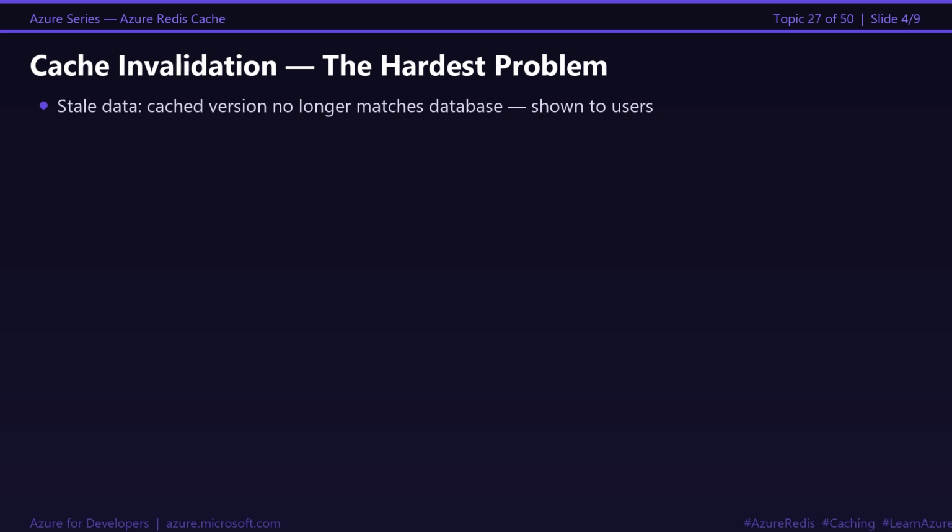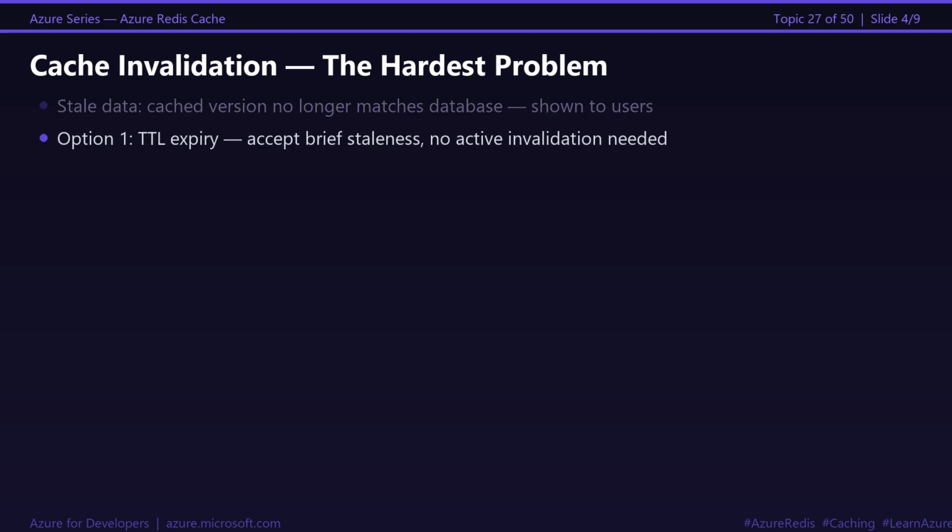There is a famous saying in computer science. There are only 2 hard problems, naming things and cache invalidation. Cache invalidation is hard because your cached data and your database can disagree.